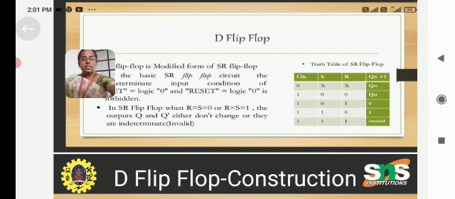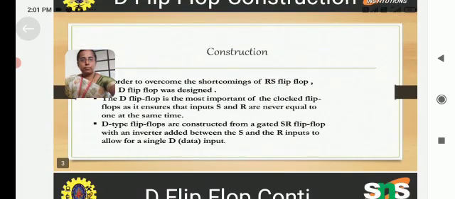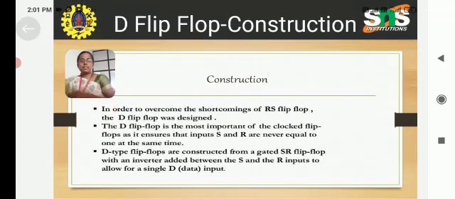Next, let us see how it is constructed. This is the D flip-flop construction. In order to overcome the shortcoming of the RS flip-flop, the D flip-flop is designed. The D flip-flop is the most important of the classical flip-flops, as it ensures that inputs S and R are never equal to 1 at the same time.